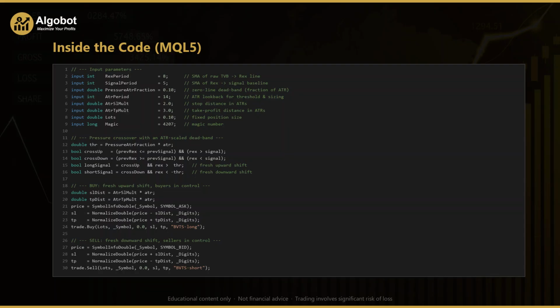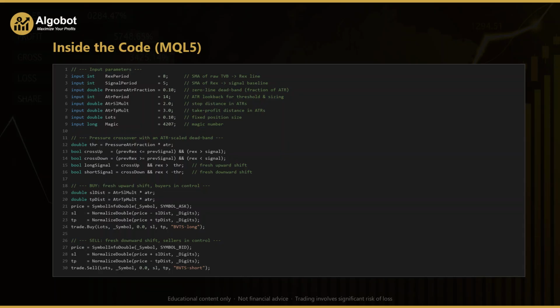PressureAtrFraction sets the size of the deadband around 0 at 1/10 of the ATR. ATR period, ATRSL multiple, and ATR-TP multiple handle the volatility window and the stop and target distances. Lots fixes the trade size, and magic tags the strategy's own positions.